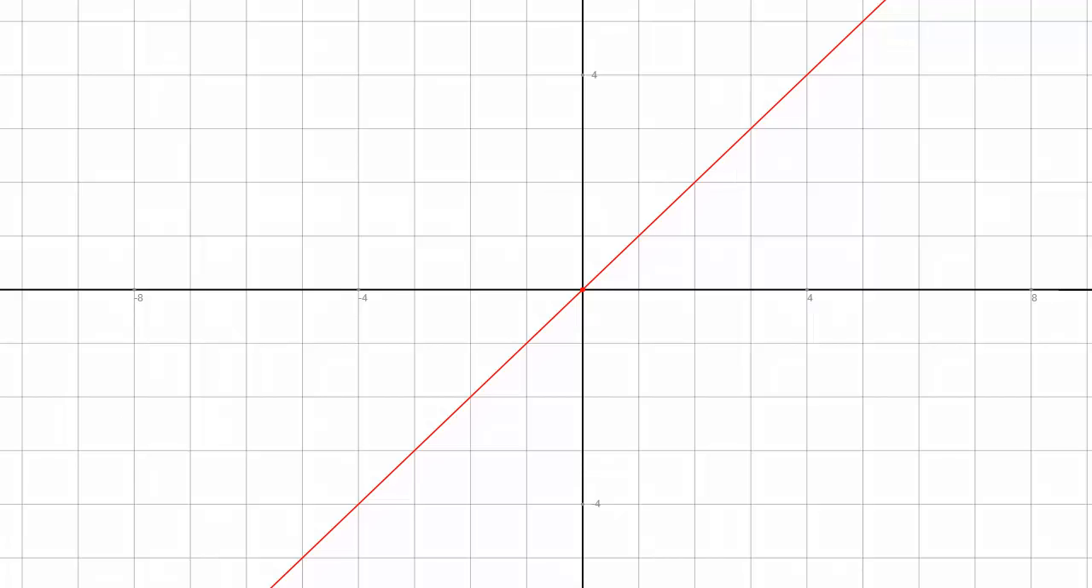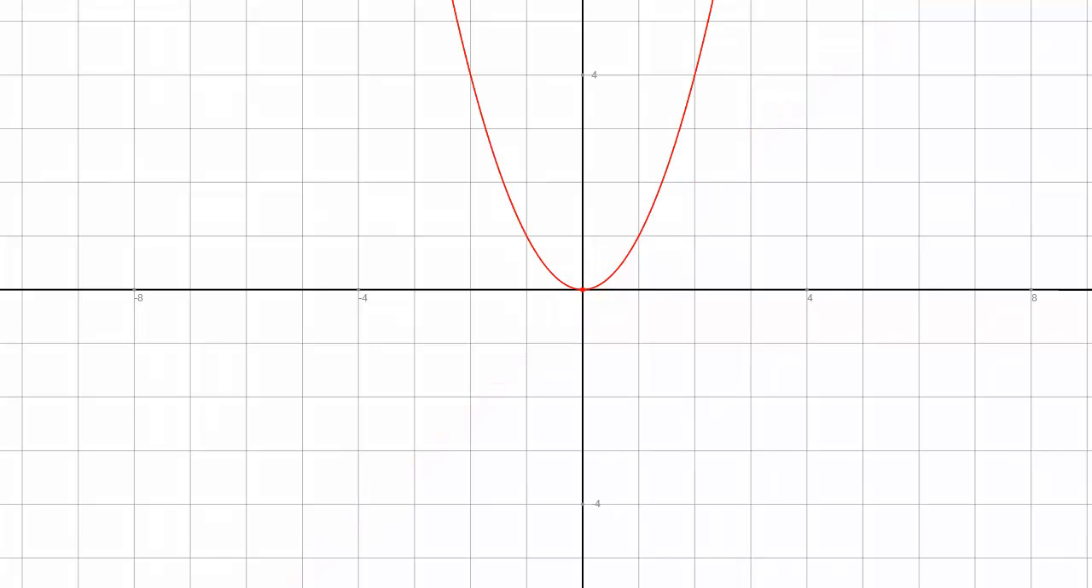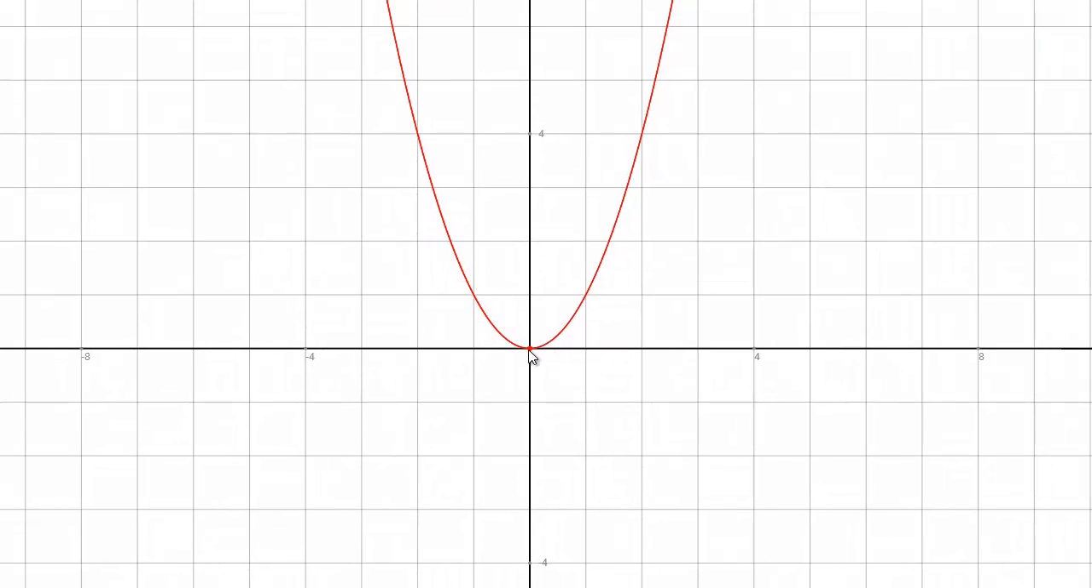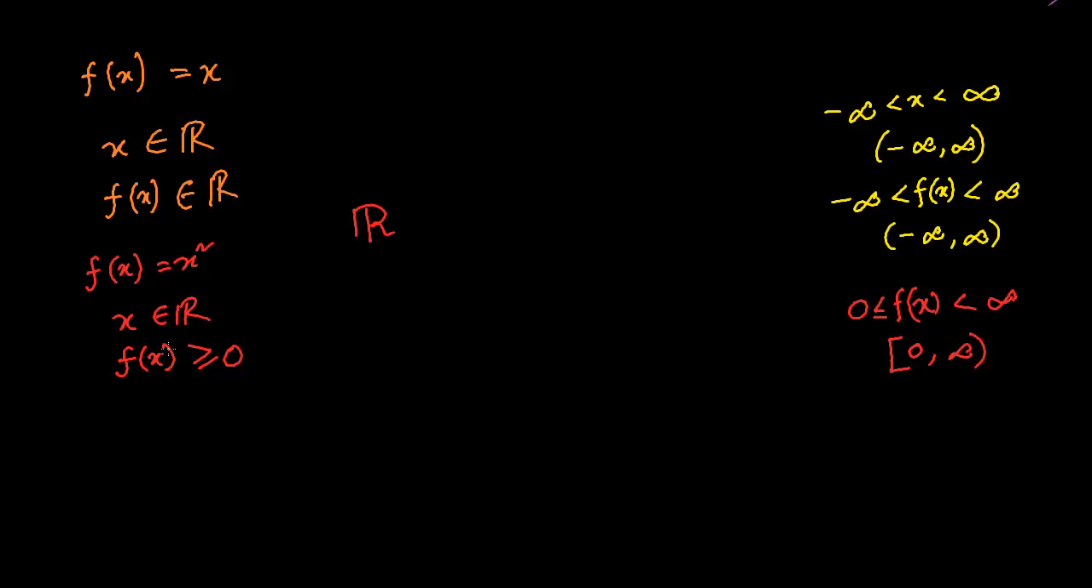Now if we take a look at the other function, x squared, it turns out that the values of x could be any real value, but for the range, 0 is the lowest value. It cannot be negative. So visually we can see that f(x) is greater than or equal to 0.